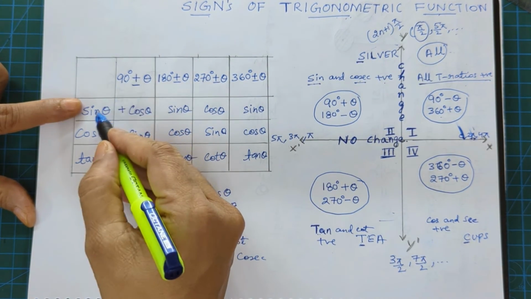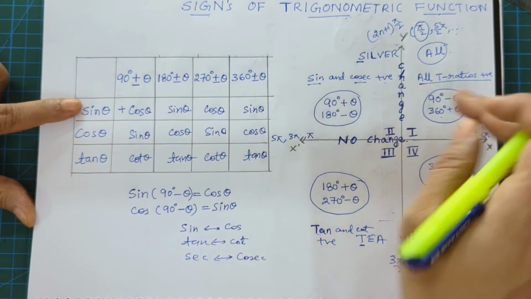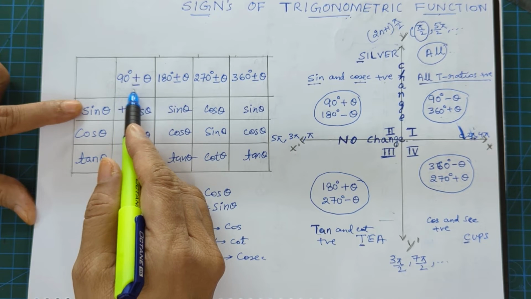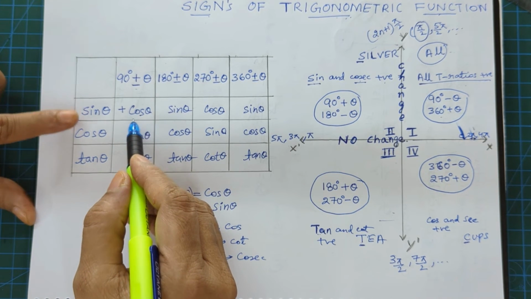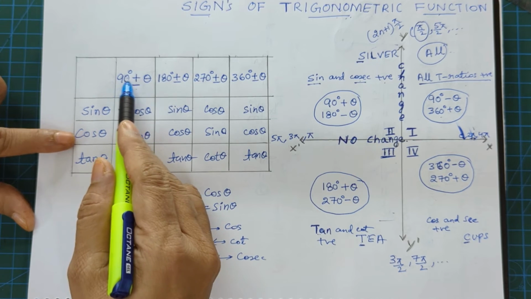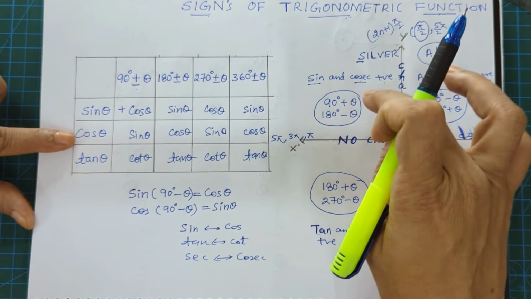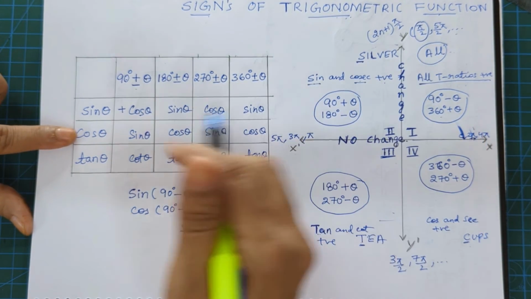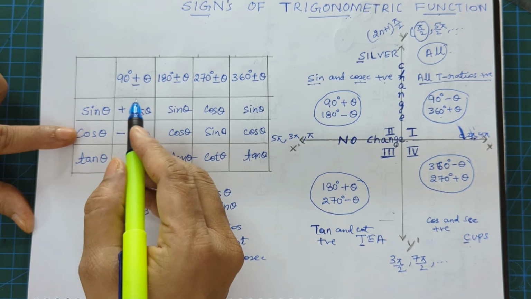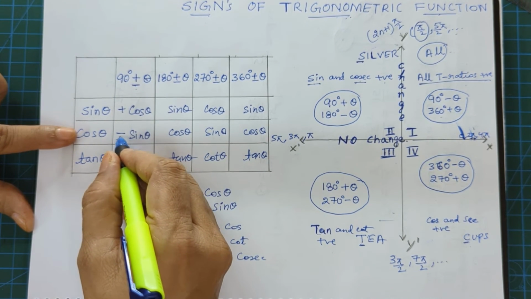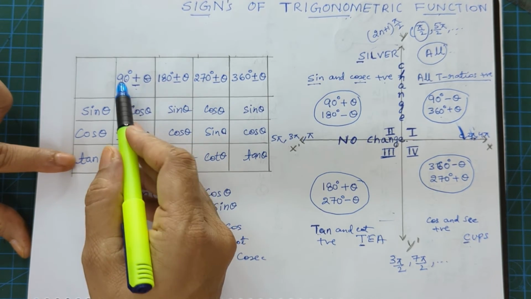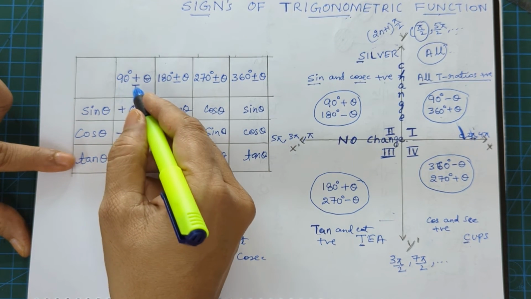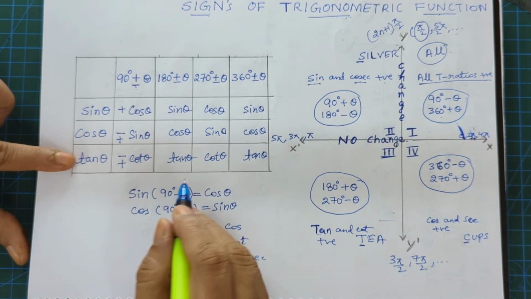What about sine of 90 minus theta? 90 minus theta is first quadrant. First quadrant, all trigonometric ratios are positive. So sine of 90 plus theta and 90 minus theta, both of them are plus cos. About cos of 90 plus theta. 90 plus theta, remember, it is second quadrant. In second quadrant, cos will be negative, and 90 minus theta, that is first quadrant, so that is positive. Tan 90 plus theta, tan in second quadrant is negative, and tan 90 minus theta is positive because in first quadrant all of them are positive.